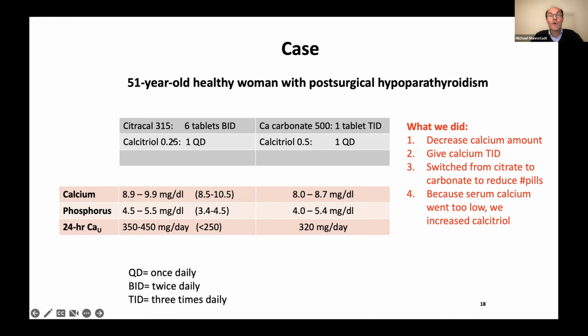Calcitriol comes in 0.25 and 0.5 microgram strength. And if you are bothered by the number of pills or capsules, then in some cases, you can actually switch to the higher strength, which we did in her. Instead of taking 2 of the 0.25, she takes 1 of the 0.5, right? And so you see here, these are now 4 tablets. And here they were 12, 13 tablets. So we went from 13 tablets to 4 tablets. We have a better calcium control.